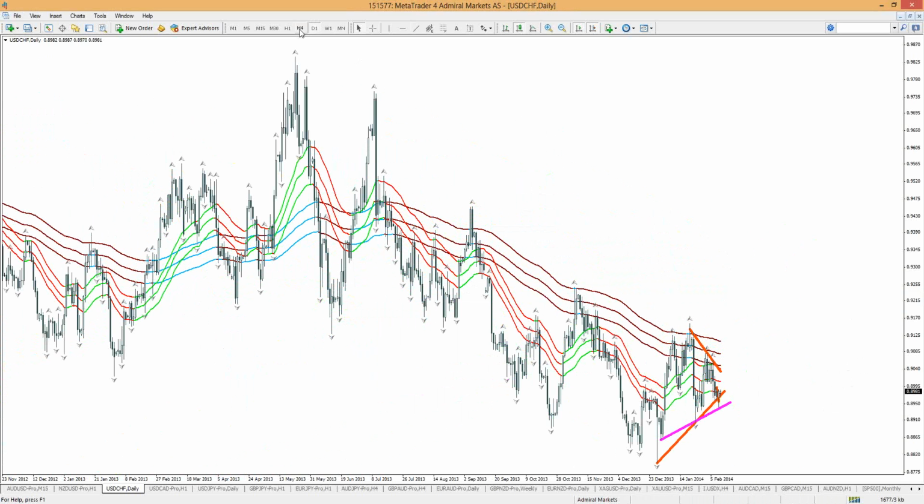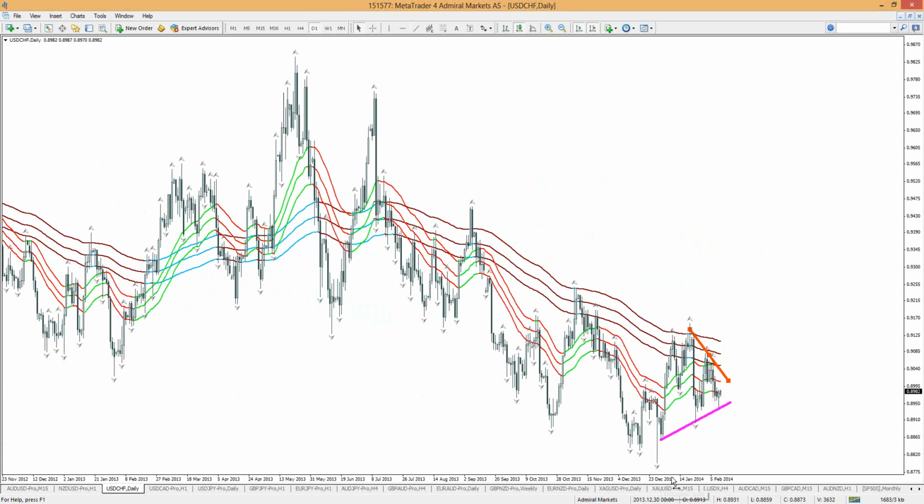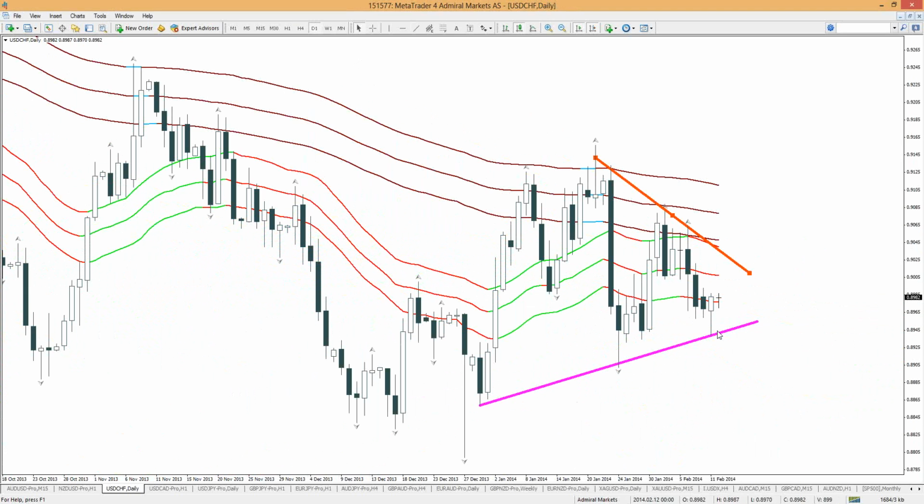The answer to that question, we'll have to wait for a break of either the orange line here on the chart or the magenta to know which one of those two is most likely to happen. At the moment, I wouldn't touch it, at least until we get a clear break of that. We did have a daily bullish pin bar yesterday, so not too interesting at the moment.